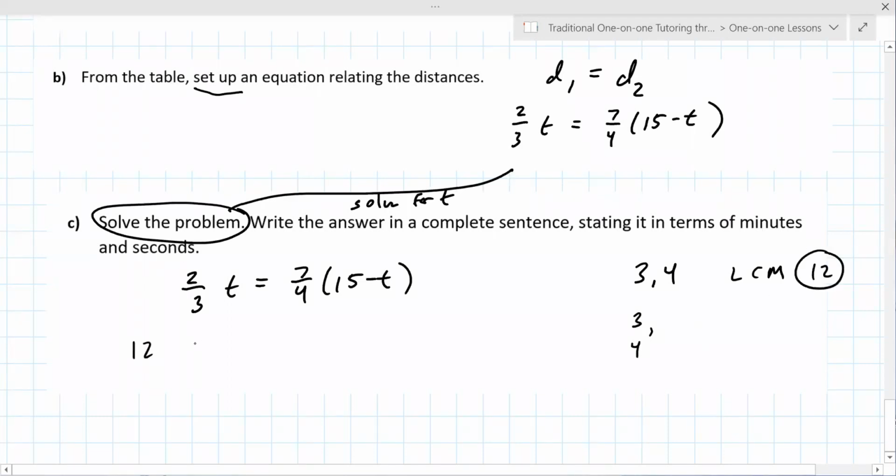So if you multiply both sides by 12, you will clear the fraction. Now on the left, it's a little bit easier. I know the tendency is to multiply before and then divide. It's actually better if you divide first. What is 12 divided by 3? 12 divided by 3 is 4. And then you multiply the 2 by 4. So that becomes 8T.